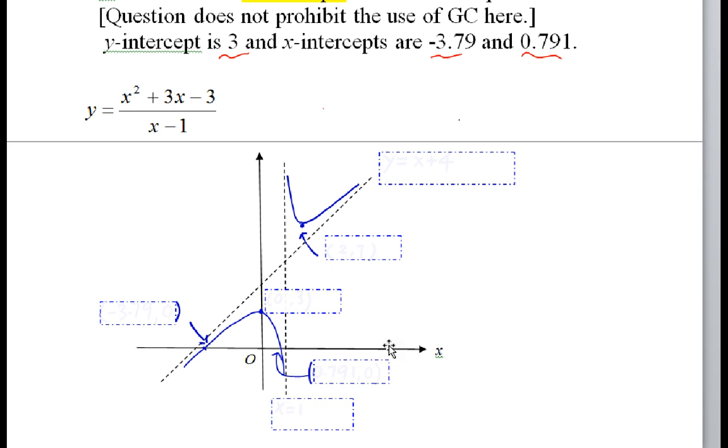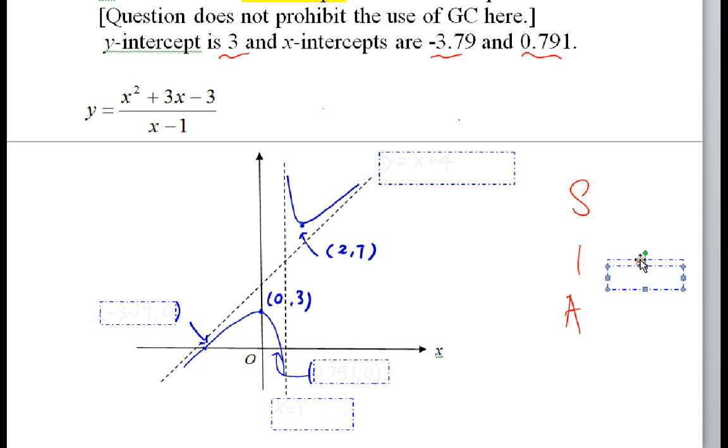Let's not forget SIA. As I always constantly remind you, when you sketch a graph, SIA. So S, your stationary points gotten earlier: (2, 7), another stationary point, (0, 3), gotten earlier. I, intercepts. There are 3 intercepts.